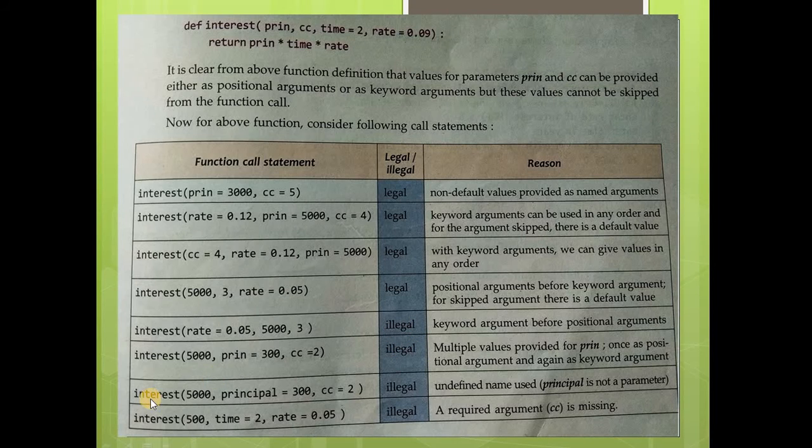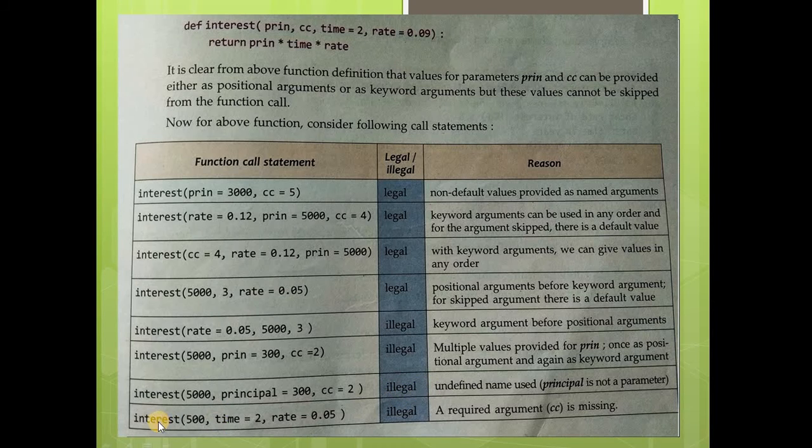Then in the next, interest 5000, principal equals 3000 comma CC equals 2. This is also an illegal statement because here an undefined name, principal, is used. Just see here, in the function definition the argument name is prin, and here for the keyword argument we have used a different name, the complete word principal. So that's why it will give an error and it is an illegal statement.